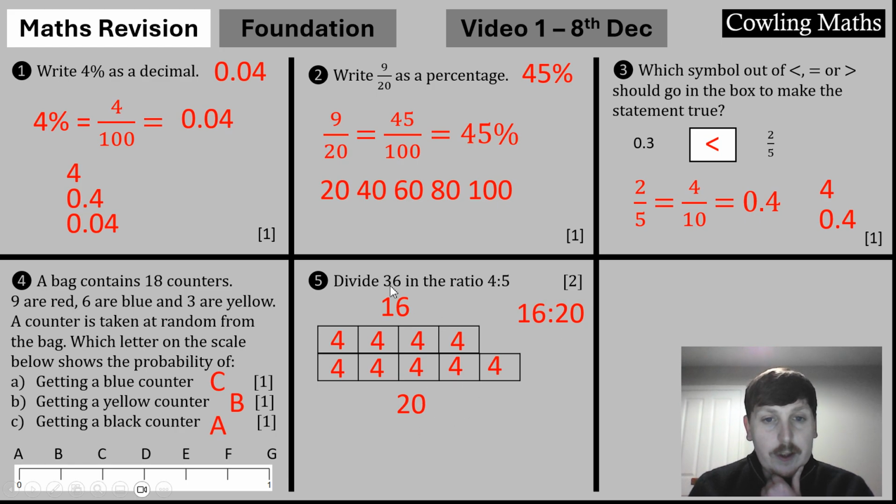We've shared 36. You can check they add up to 36. 20 add 16 makes 36. We've got 16 on the top, 20 on the bottom. So the final answer is 16 to 20.